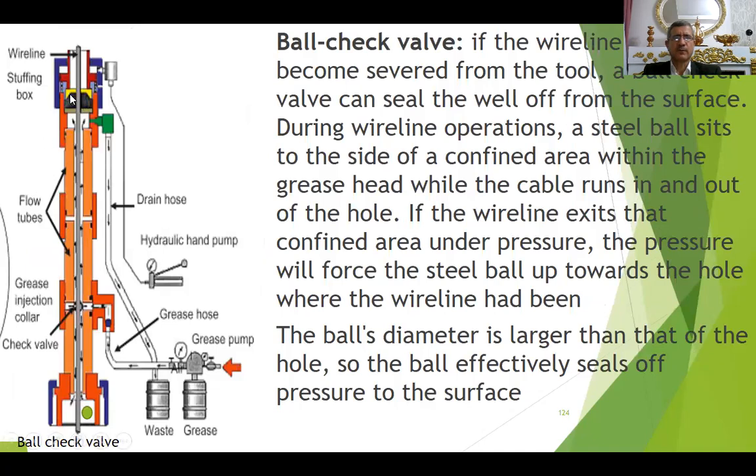The number of flow tubes will depend on the wellhead pressure. Every 1,500 psi will need one flow tube. So as the wellhead pressure increases, the number of flow tubes will increase. We have a ball check valve. If the cable is cut and blown out of the stuffing of the grease injection head, then this ball will seat here due to wellhead pressure and will close the flow path.